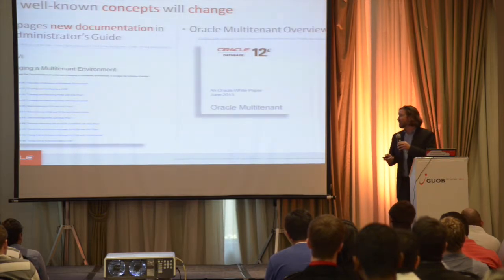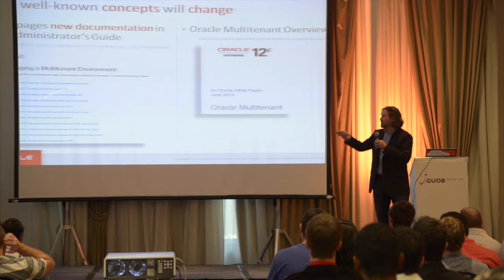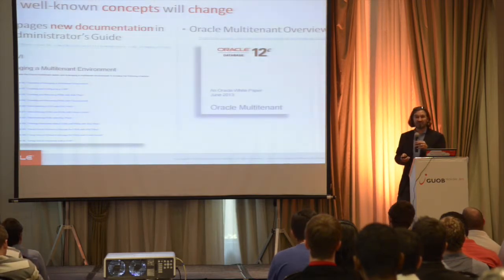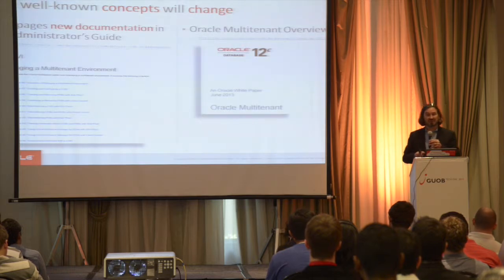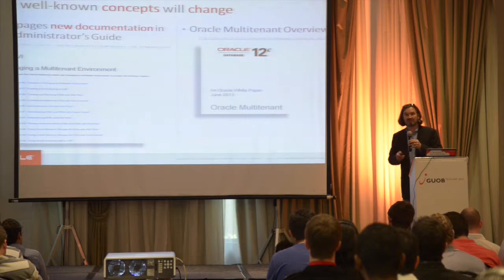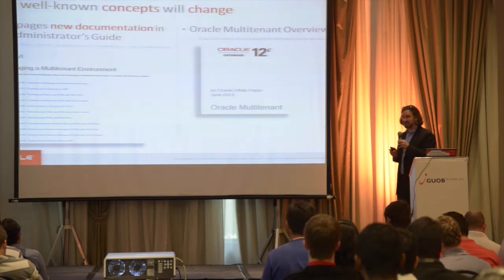So read the doc. Or if you don't want to read the 200 new pages in the admin guide, you at least take this white paper, you skip the first 11 pages of marketing information, and then you go to the tech details, and you get a very good overview of what's in multi-tenant and what's in single tenant.